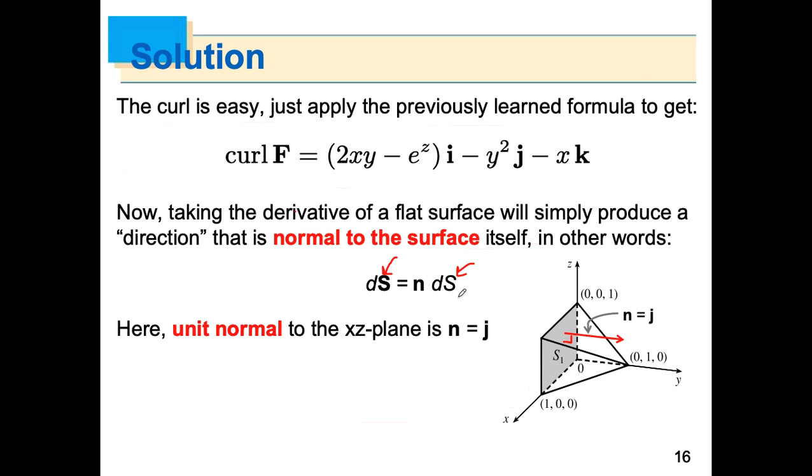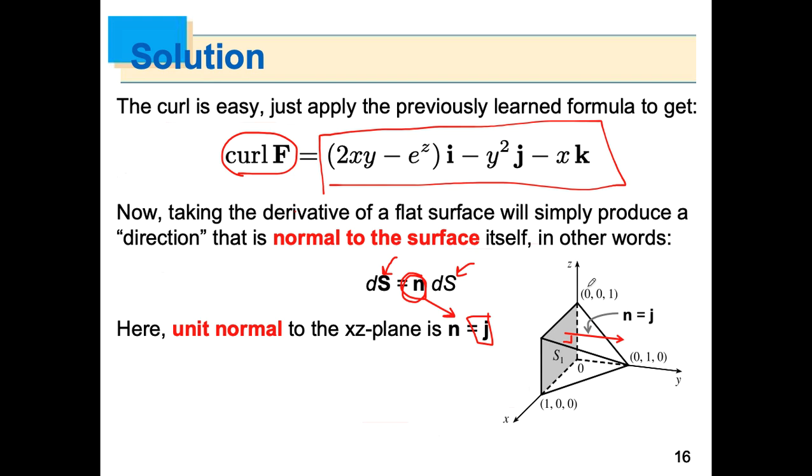Well, again, according to the formula, what we're going to do is dot product n with the curl of f. More specifically, since n equals j, we're going to dot product j with the curl of f. So again, we're going to dot product these two items. And you'll notice that this has an i term, but this one doesn't. They both have a j term, but this has a k term, this one doesn't. So they only have a j term in common.